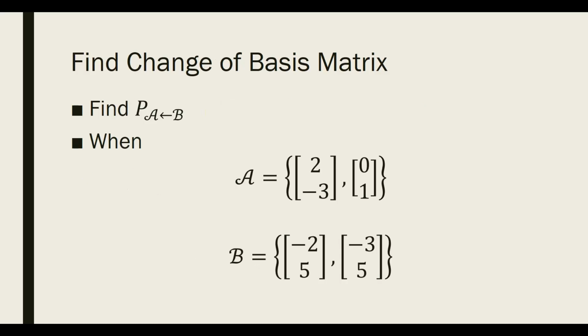All right? Now, I would like you to do the same idea here. Find the matrix which changes vectors with respect to B into vectors written with respect to A with this A and this B. Push pause on the video and go ahead and do that.